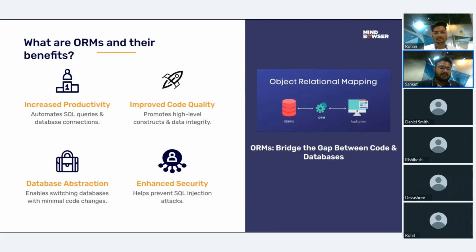These are some of the benefits of using ORMs. They increase productivity, as they automate the SQL queries and handle the DB connections. Next, we have improved code quality, as it promotes a high level of construct and data integrity. Next, data abstraction: it enables switching databases with minimal code changes. Enhanced security: it helps us prevent SQL injection attacks, which are major attacks.